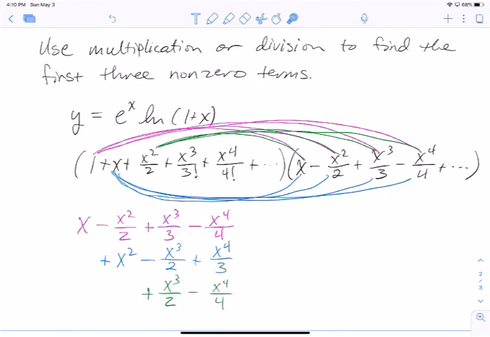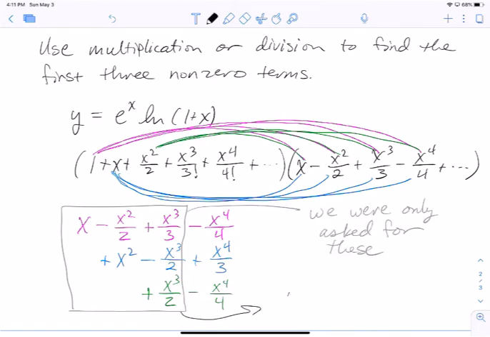We could go on, but we were asked for the first 3 non-zero terms. Why did we do more than we needed then? Well, as you can see here, we have x cubed over 2 and x cubed over 2. One's a plus and one's a minus. If it weren't for this x cubed over 3, these would zero out, and then I wouldn't have 3 terms. So I generally go for a little more than I need so that I don't have to go back and recompute the products. But here what we can say is we were only asked for these.